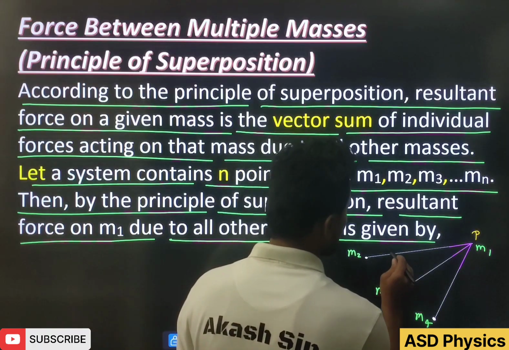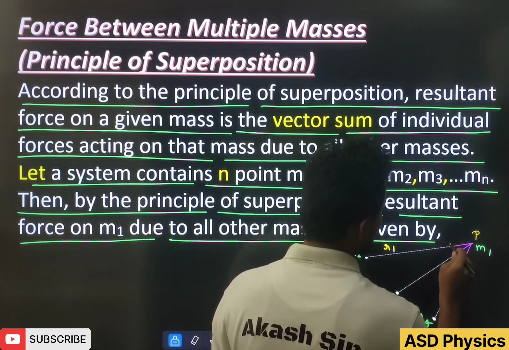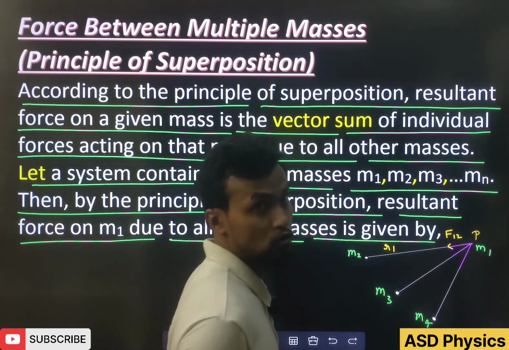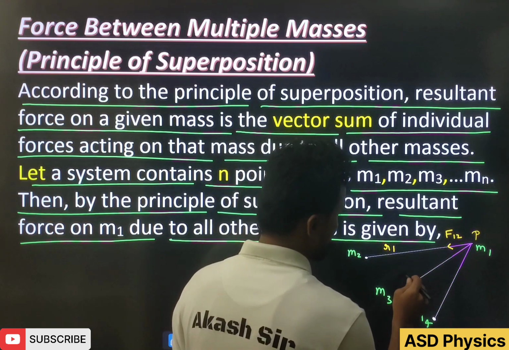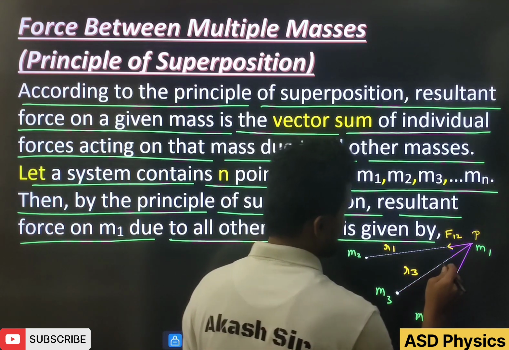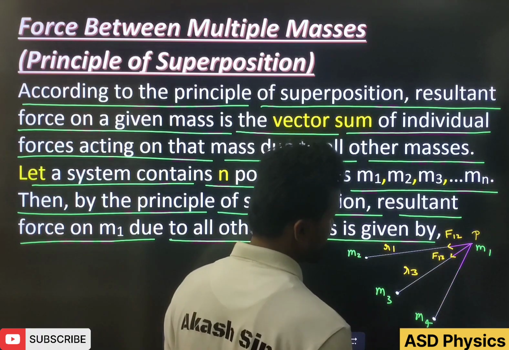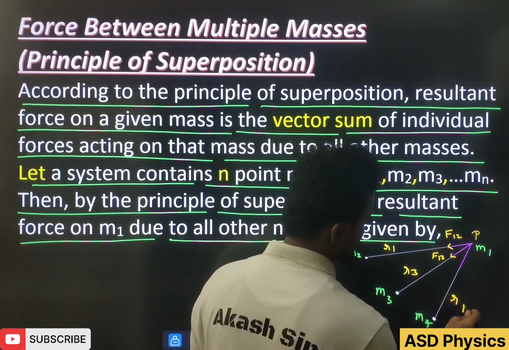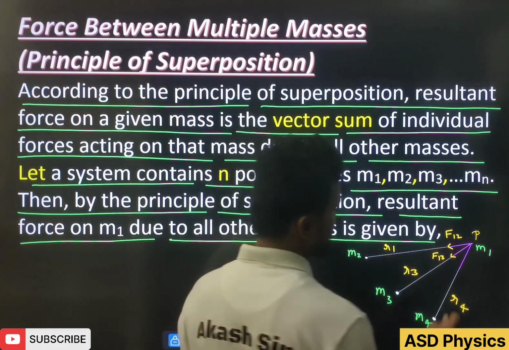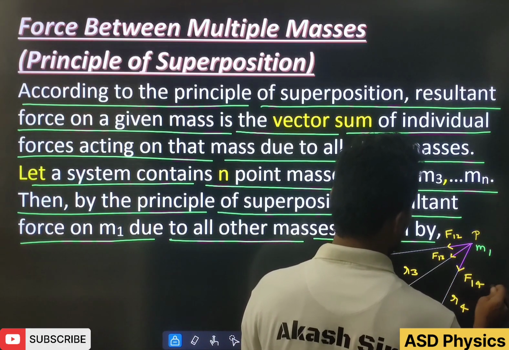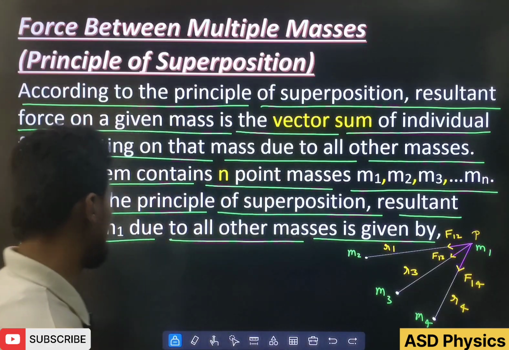Okay, so let's take this distance as r1, and this force I can write as F12, force on 1 due to 2. Here m3 is there, so let's take r3, and this force is given by F13. And here m4 is there, so I have written r4. Let's take this force, now just guess, it will be F14. Okay, so 3 forces are there.